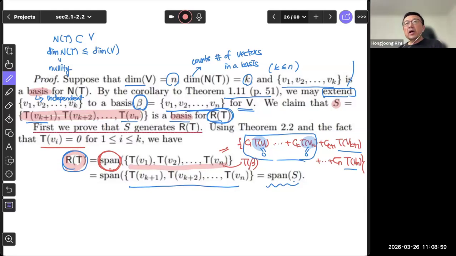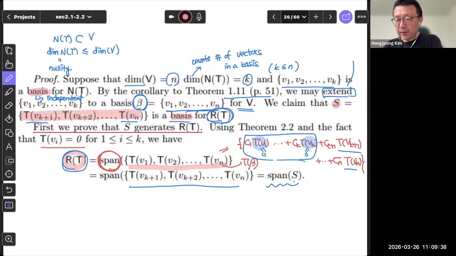Now, as I said, when I proved the previous theorem, at this point, T of v(k+1) up to T of vn may be linearly dependent, right? We do not know. How can I check whether they are linearly independent? If they are linearly dependent, then the dimension of the range will be less than n minus k. Then how can I prove that those n minus k vectors are linearly independent?